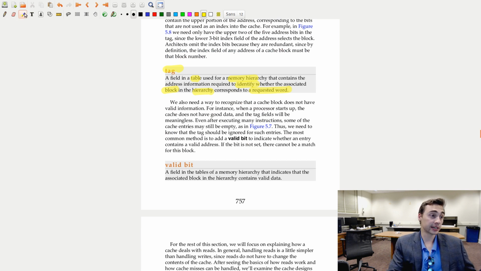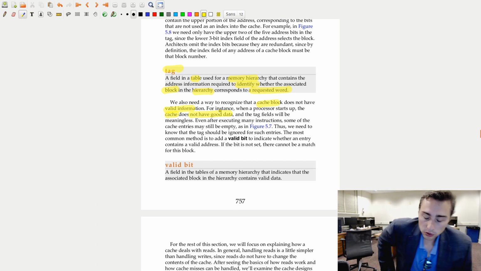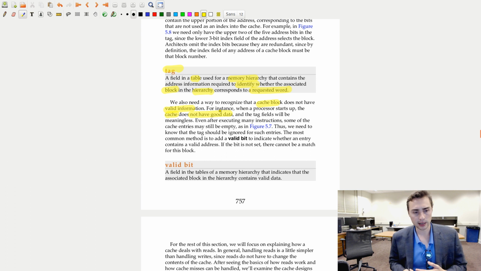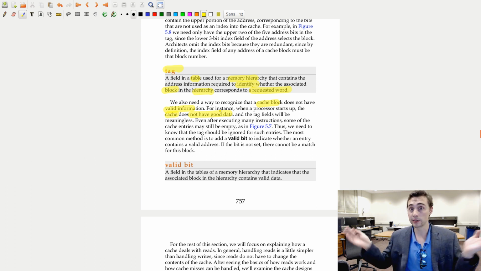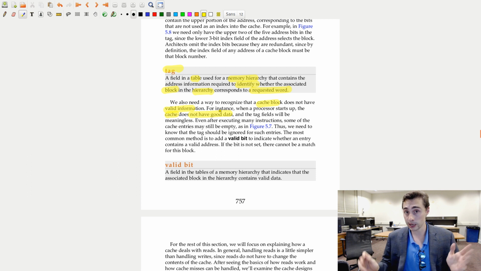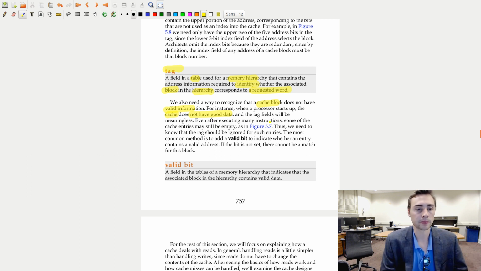Okay, and then we need a valid bit, of course. We also need a way to recognize a cache block that does not have valid information. For instance, when a processor starts up, the cache doesn't have any good data. Caches are volatile. That means that they require power in order to retain their values. So once we lose power, we want to say, okay, none of these things are necessarily right. They could be, but we can't guarantee it. So we have to mark it as invalid. We need to know that the tag should be ignored when it's invalid. So the most common method is to add a valid bit to indicate whether an entry contains a valid address.